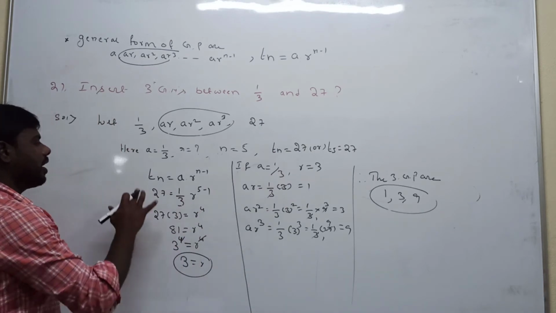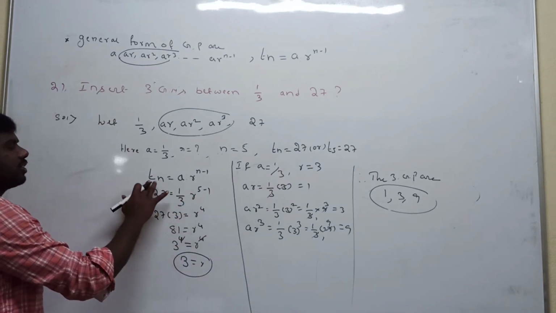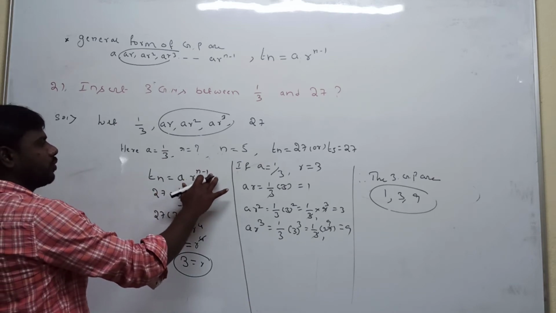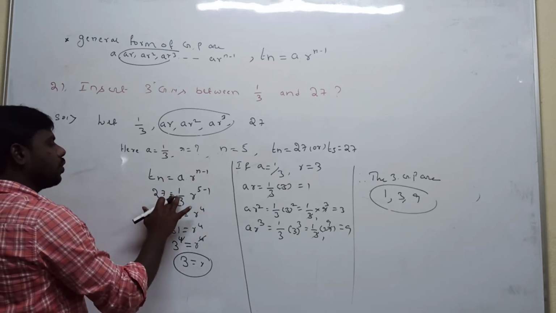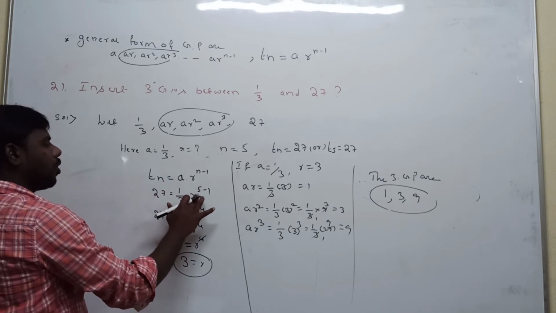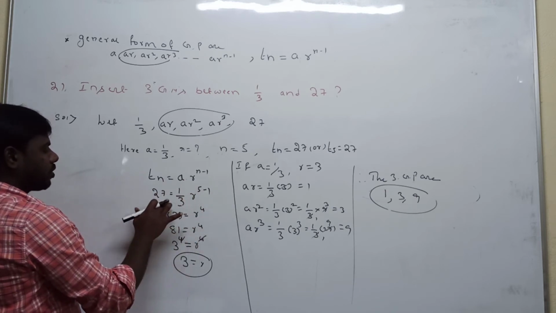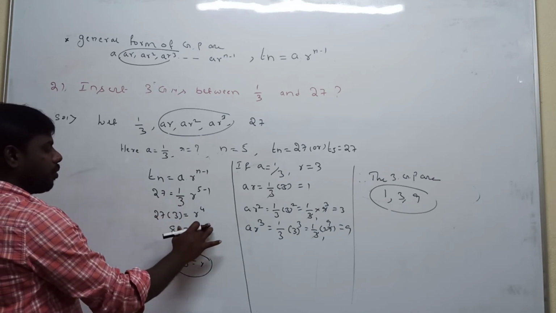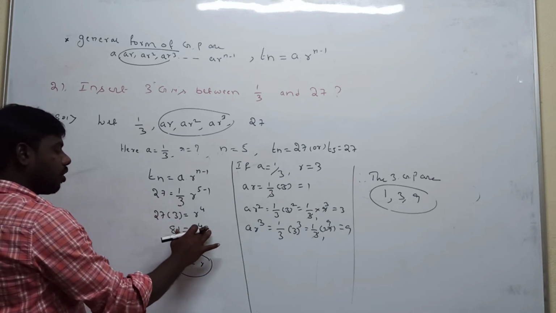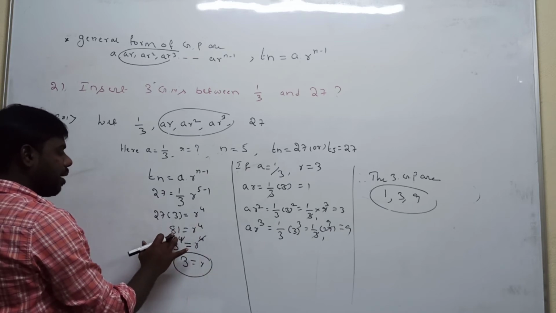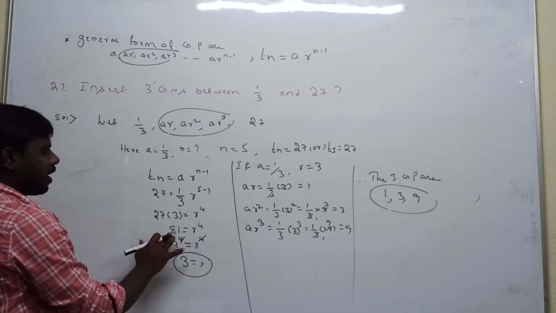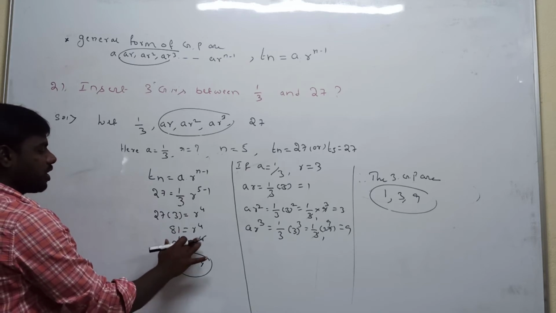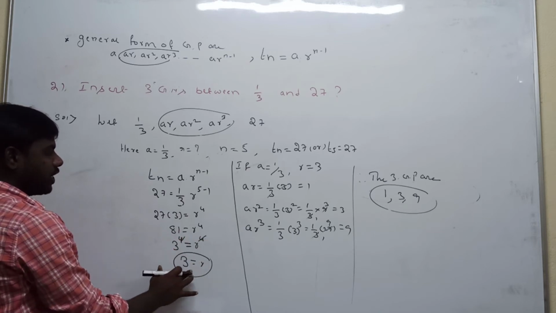Now we apply the nth term formula of the geometric progression: Tn is equal to a into r to the power of n minus 1. The last term value is 27, equal to a value 1/3 into r to the power of 5 minus 1. Taking the 3 to the left hand side, 27 into 3 is 81, equal to r to the power of 4. On the right hand side r to the power of 4 is there. Which element multiplied 4 times gives 81? 3 to the power of 4. 81 can be written as 3 to the power of 4. Both sides, the power 4 gets cancelled. r is equal to 3.